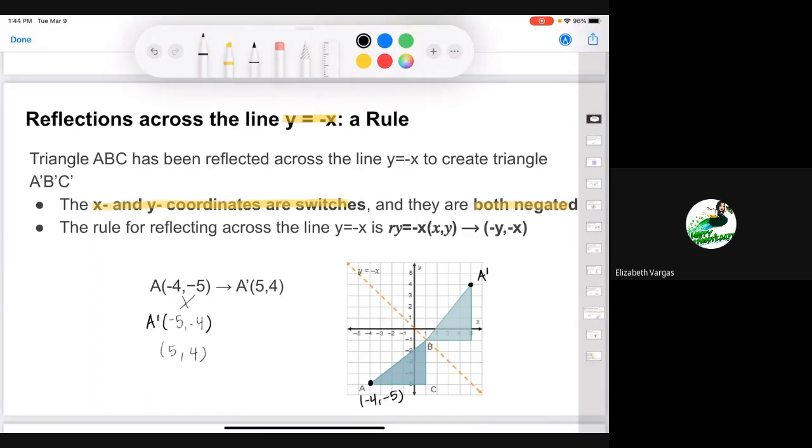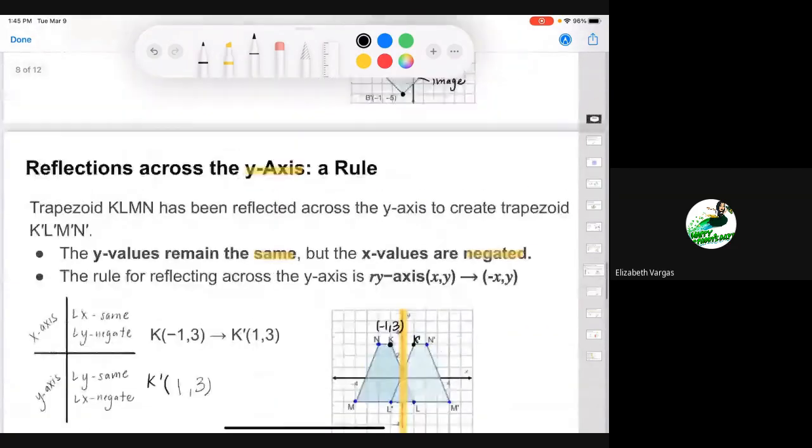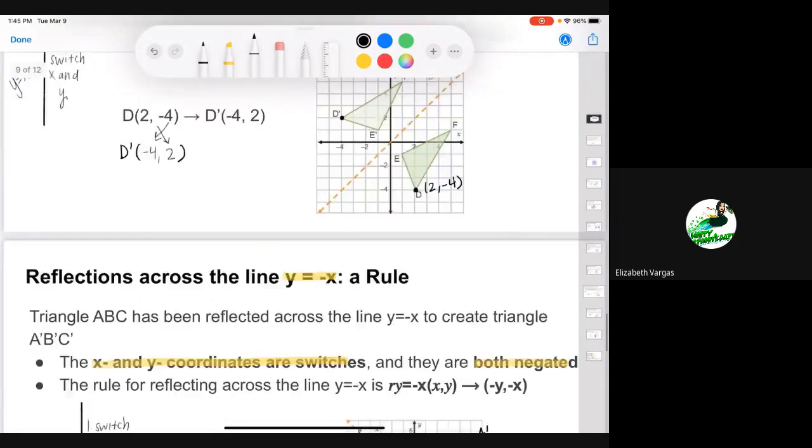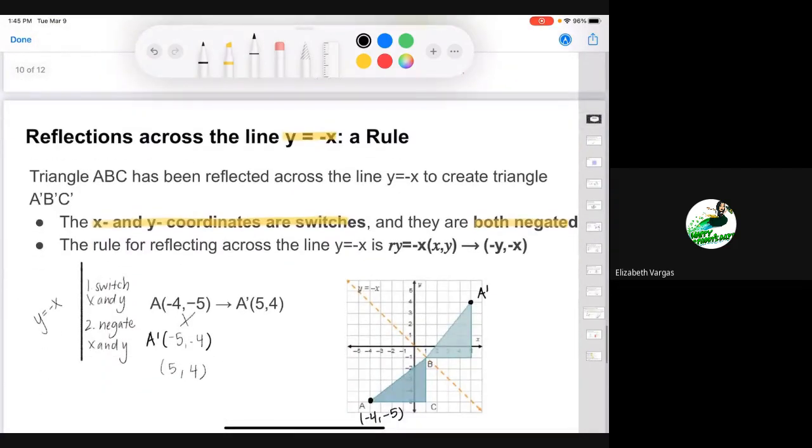Okay. So the rule for this one, when I have a reflection of y equals -x, I first switch the x and y coordinates and then negate them. Okay. So does anyone have any questions about what I'm doing here or any of these different mapping rules? Reflection across the x-axis, reflection across the y-axis, reflection across y equals x, or reflection across y equals -x.